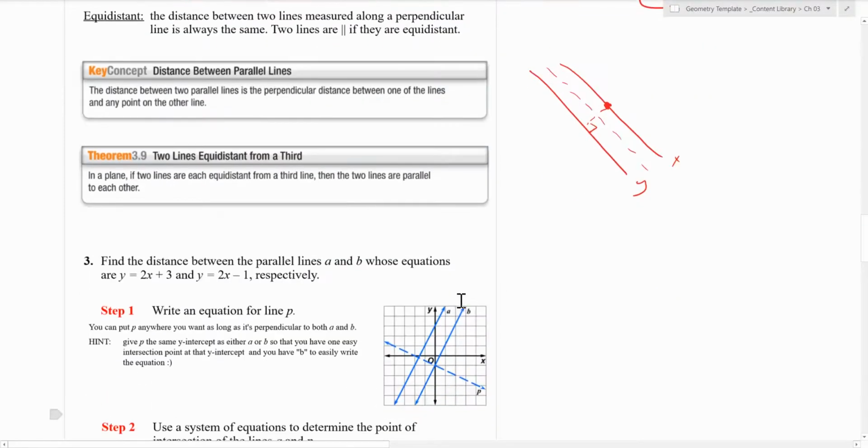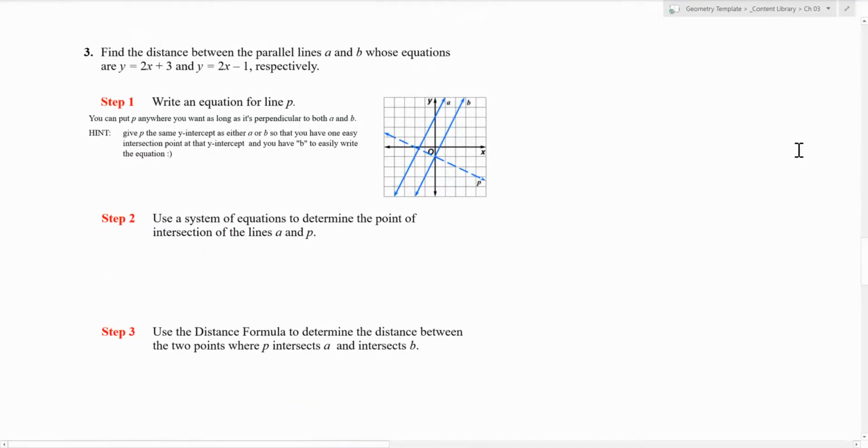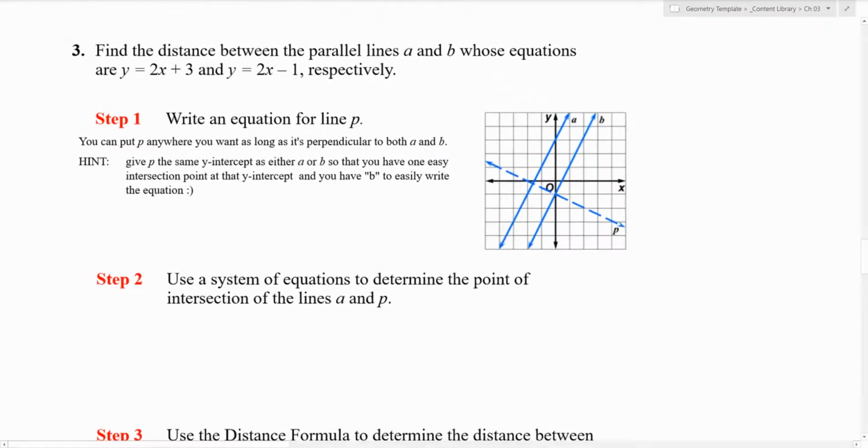Okay, here we go, guys. This is it right here. This is a big one, guys. Let's get through this. Find the distance between the parallel lines A and B. There they are. Let's zoom in a little bit here. A and B, whose equations are y equals 2x plus 3 and y equals 2x minus 1 respectively. They both have the same slope of 2, and different y-intercepts. They're parallel. We're trying to find the distance between them.